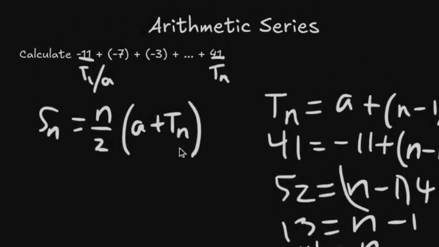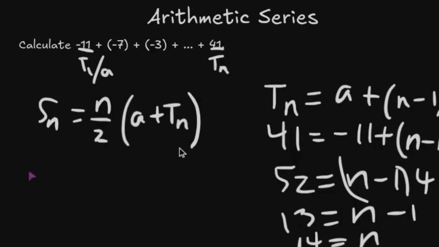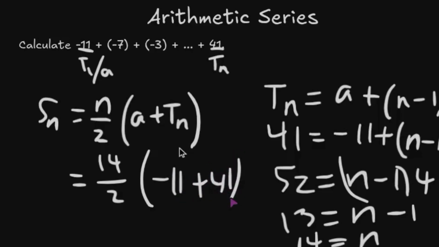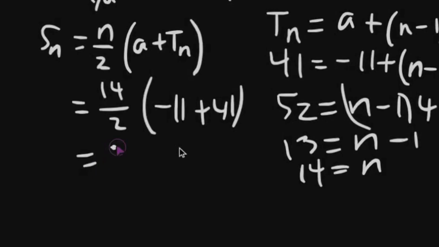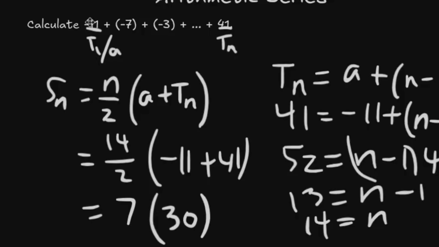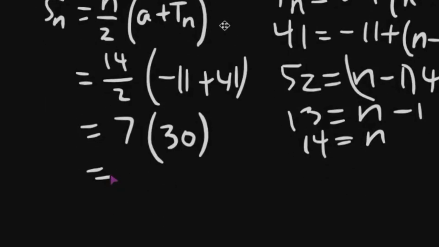Now, how to find the sum of all terms? We simply plug in the values of n, a, and tn, or the last term. So 14 divided by 2, a is minus 11, the last term is 41. Now 14 divided by 2 equals 7, minus 11 plus 41 equals 30, and the sum of these 14 numbers equals 7 times 30, which is 210.